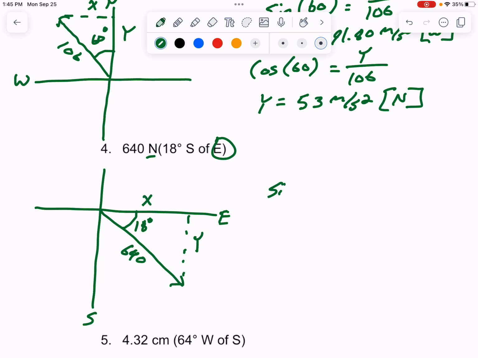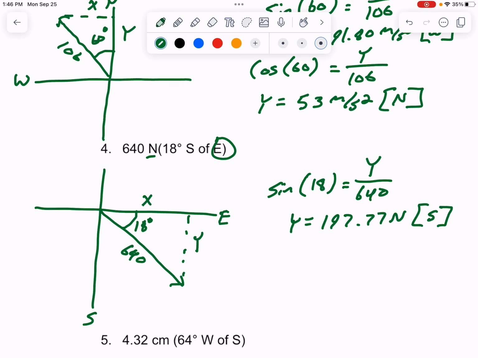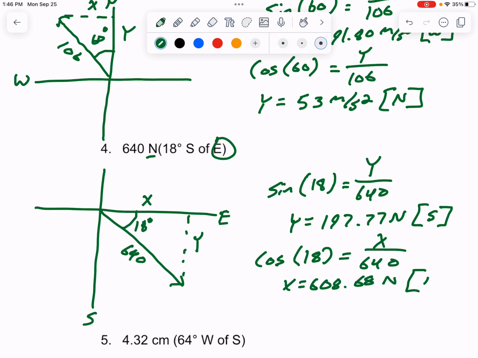So sine of 18 equals y this time, so it's going to help me find my vertical, over 640. Multiply both sides by 640, and you should get a y value of 197.77 newtons, and that is going south. Now cosine is going to help me find my adjacent, so it's going to help me find my x. So cosine of 18 equals x over 640. Multiply both sides, and you should get 608.68 newtons, and that is going east.